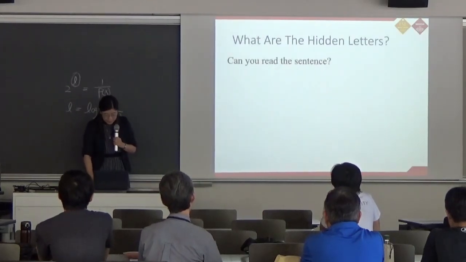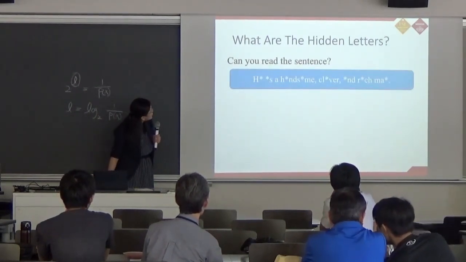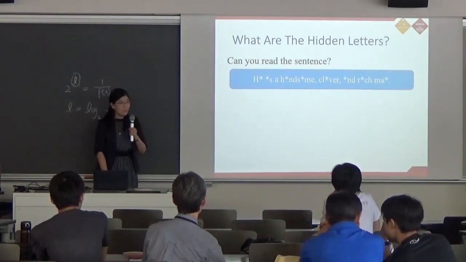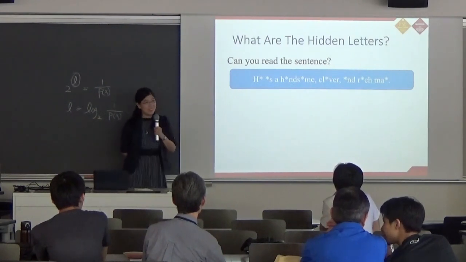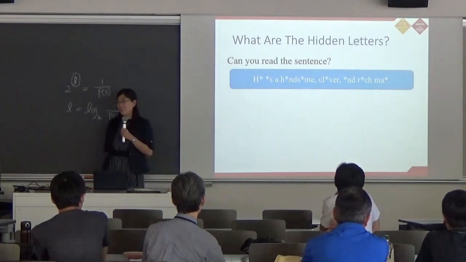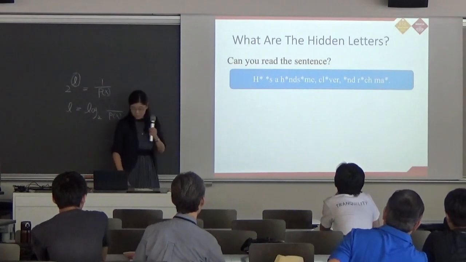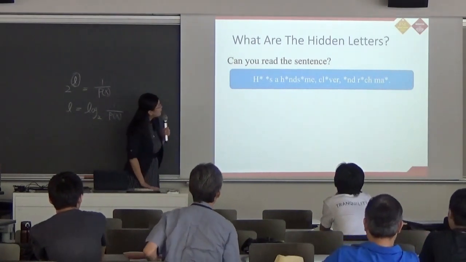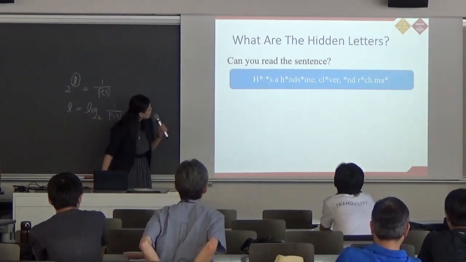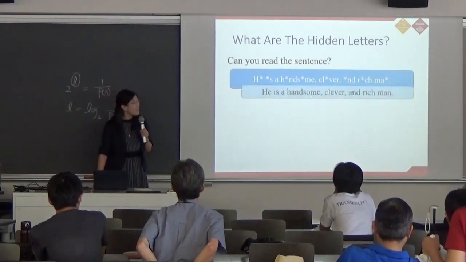Now let's see some other examples. We have some hidden letters here. Could you read the sentence with those hidden letters? Anyone want to try? Let me try. He's a handsome, clever, and rich man. Is it fine?